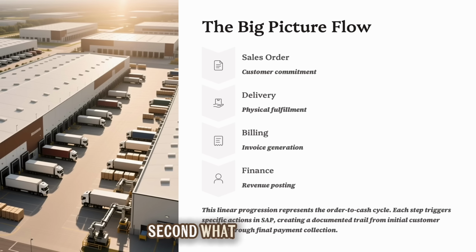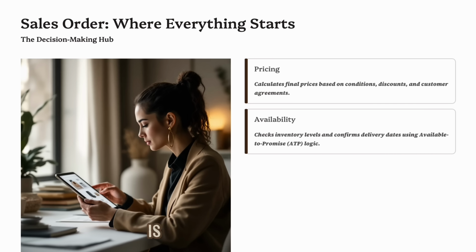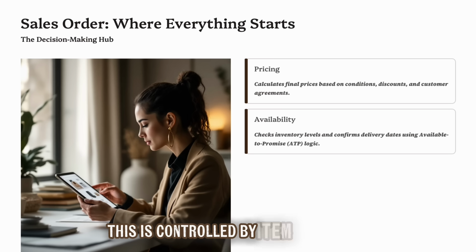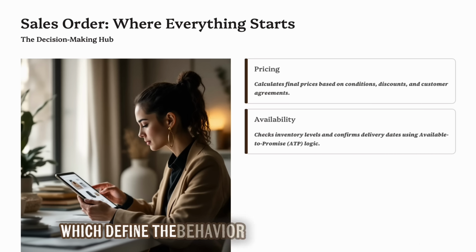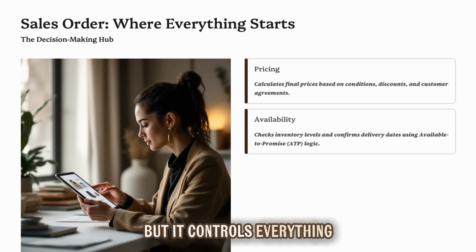Second, what is being sold? When you enter a material, SAP decides, is this a physical product or a service? Should it be delivered? Should it be billed later or immediately? Is pricing required or not? This is controlled by item categories, which define the behavior of each line in the order. You don't usually see this logic, but it controls everything.